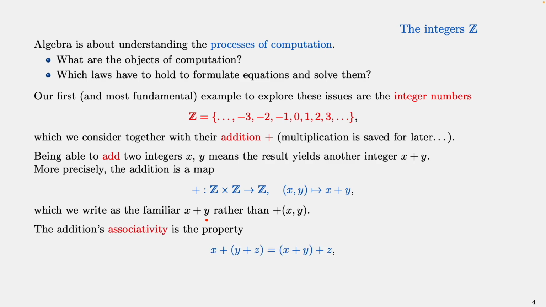There are two laws for this addition that you're probably very well familiar with. First is the associativity. So if we add three integers, then it doesn't really matter whether we add x to the sum of y plus z, or if we add x plus y first and then add z later. And the other familiar property is commutativity, which means that the order of the operands doesn't matter in the addition. So x plus y is the same as y plus x.